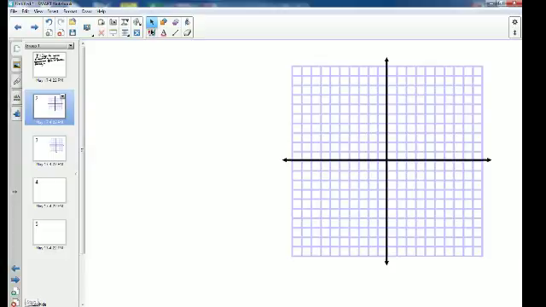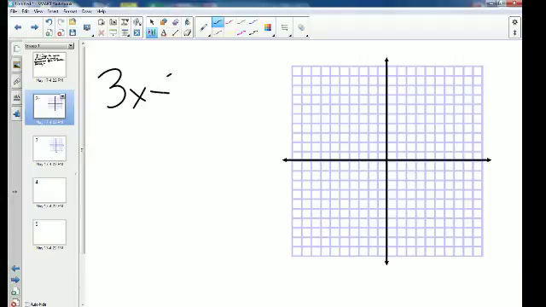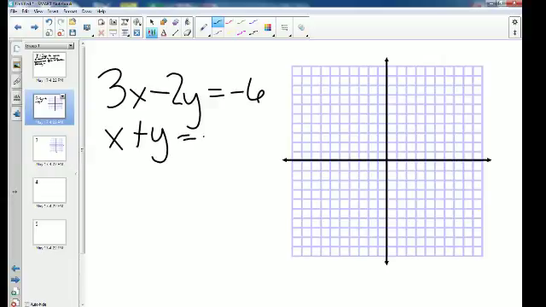The first example is 3x minus 2y equals -6, and x plus y equals -2. From here, the first step is to put them into slope-intercept form to make it easier to graph. To do that, you have to isolate y on one side.